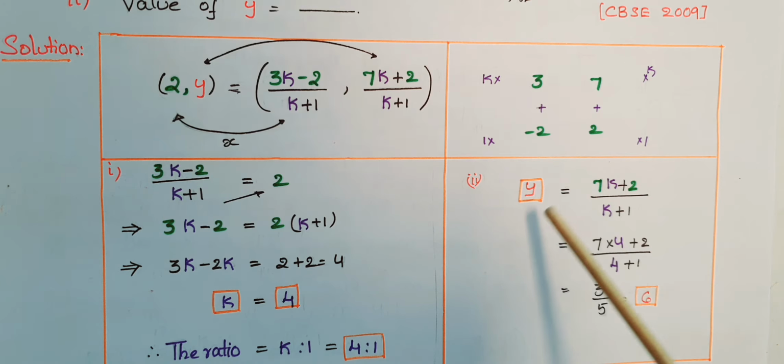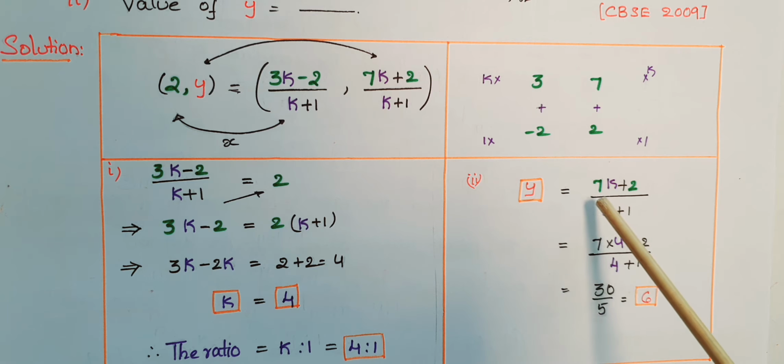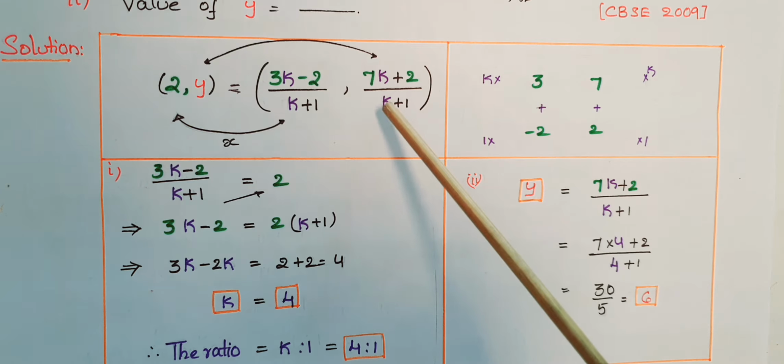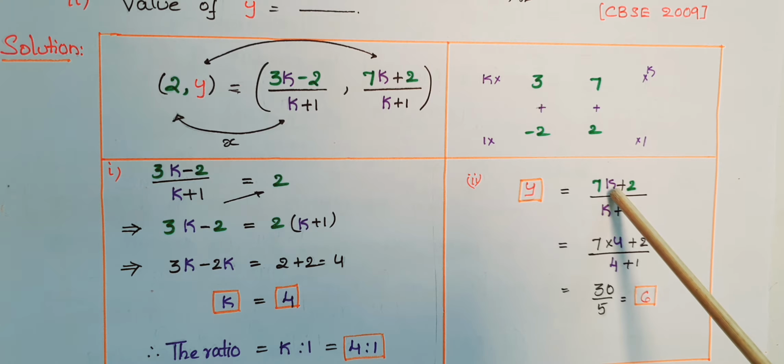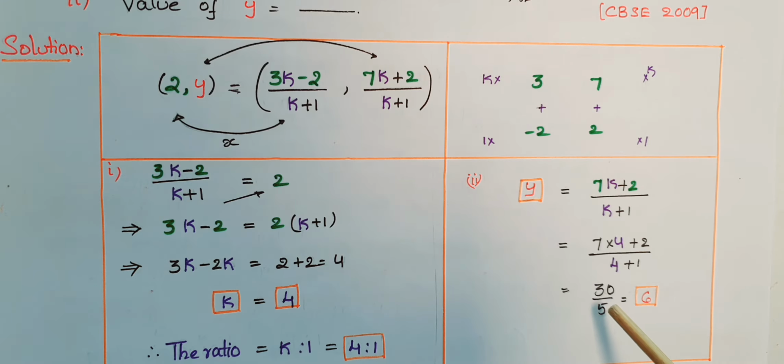Now for the y value you have to substitute the k value in the y coordinate. Here the y coordinate is (7k plus 2) by (k plus 1). So substitute this k value, k is 4. So now you get y as 6.